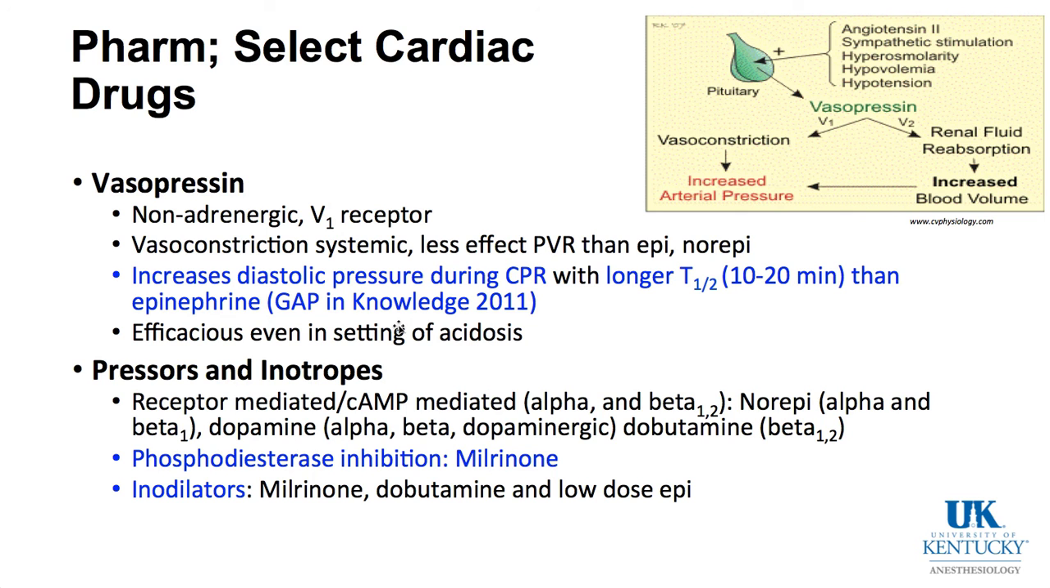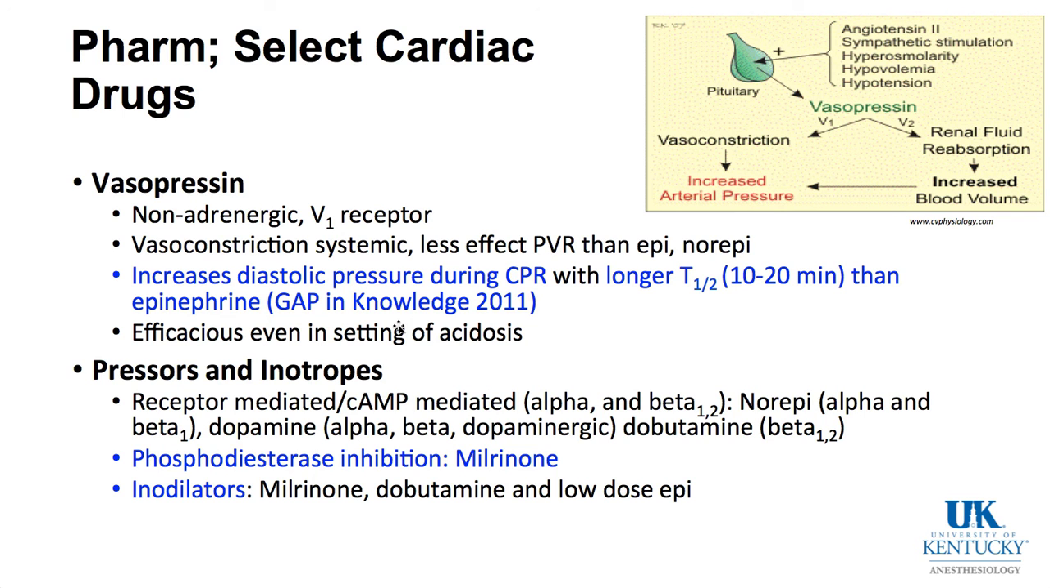Vasopressin is the first one. Vasopressin acts via V1 receptors, causing vasoconstriction systemically, and has less effect on the pulmonary vascular resistance than does epi and norepi. It's going to increase diastolic pressure during CPR, and that's one of the reasons vasopressin and epinephrine are given during CPR, because as you do chest compressions, if the diastolic pressure is higher, the coronaries are perfused better, the heart gets nutrients and may defibrillate easier and recover.